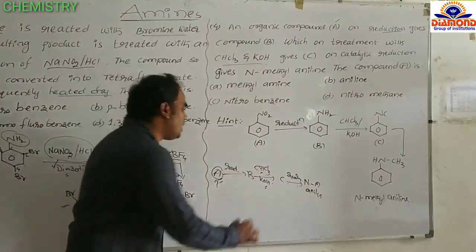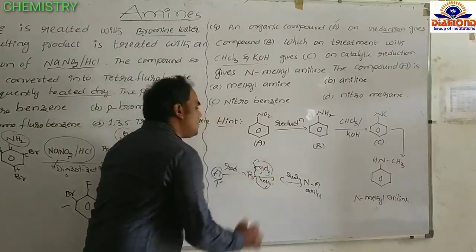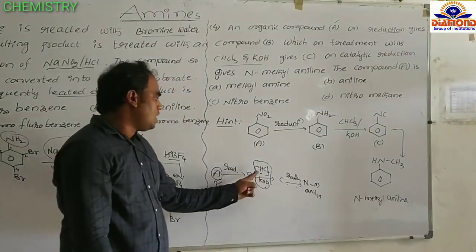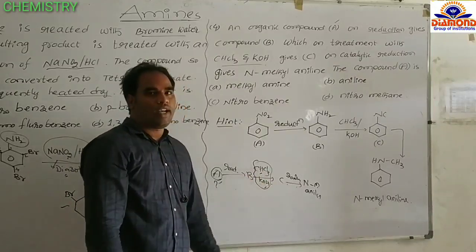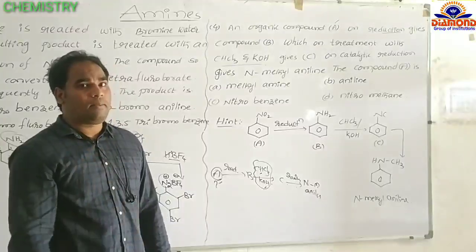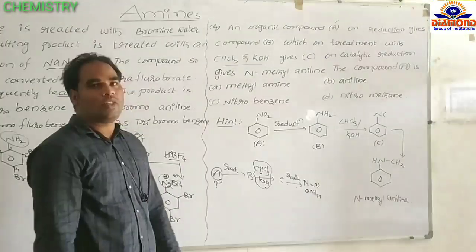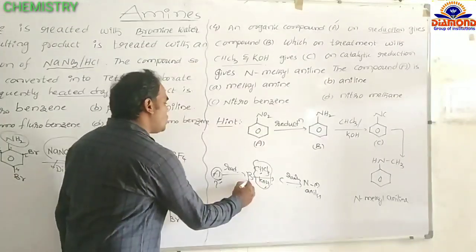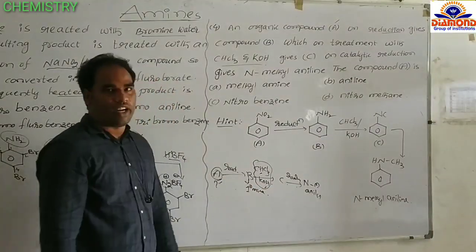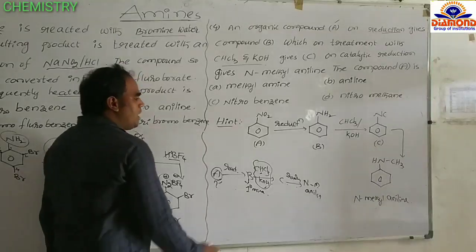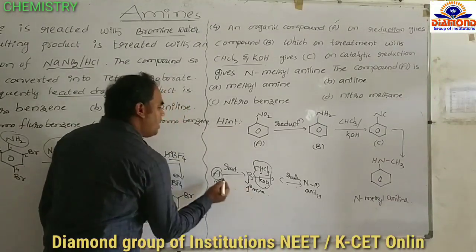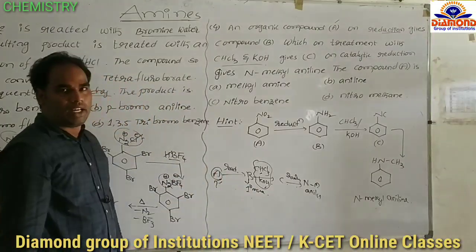We already know these two kinds of reagents are used for the isocyanide test. In the isocyanide test, what kind of amines participate? Primary amines only. Therefore, here B is what, students? Primary amine. So here B is a primary amine, and that primary amine is obtained from A by reduction.